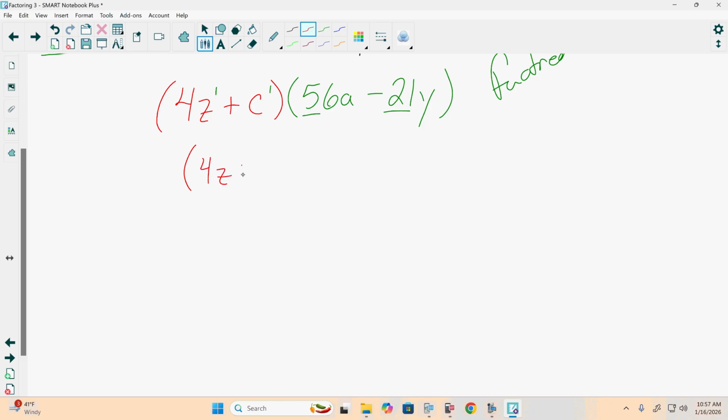Now the 4z plus c would still be there. But we have to pull this factor of 7, this greatest common factor of 7, out. We always put it in front just to keep track of it. I would not put it between the two parentheses. It just makes things look funky and look weird how it's written.